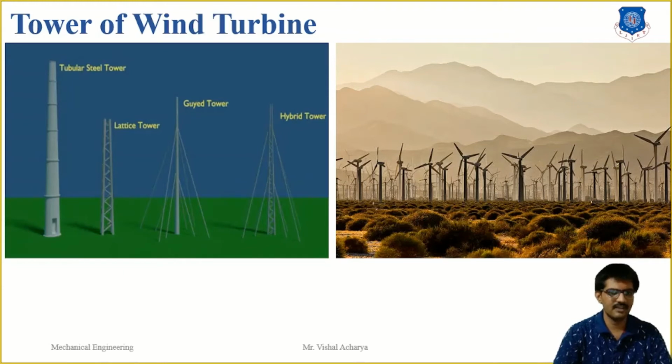Second, the lattice tower is made by different members of steel angles or tubes. All members are bolted or welded together to form the complete tower of desired height. The cost of this tower is much less than that of a steel tubular tower, but it does not look as good. Transportation, assembly and maintenance are quick and easy, but still the use of lattice towers is avoided in modern wind turbine plants due to the look.